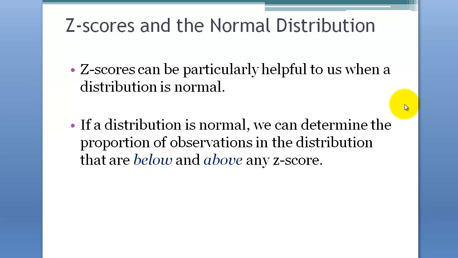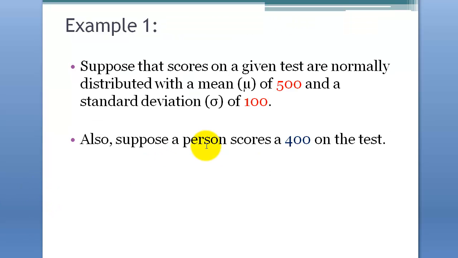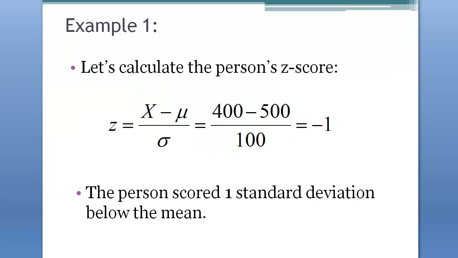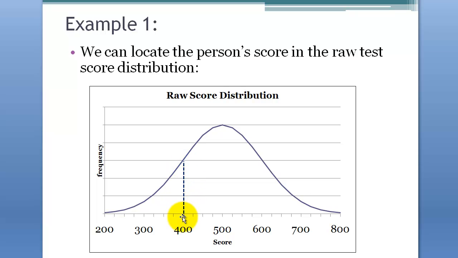This is the point: if a distribution is normal, we can determine the proportion of observations in a distribution that are below and above any z-score. Suppose scores on a given test are normally distributed with a mean of 500 and standard deviation of 100, and a person scores 400 on the test. If we calculate the z-score, it's -1. So the person scored 1 standard deviation below the mean. What that means is this: this person's score is right here in the distribution, and it is less than the majority.